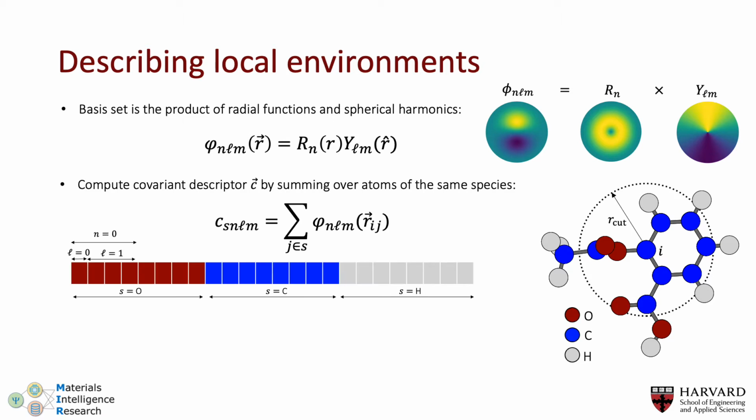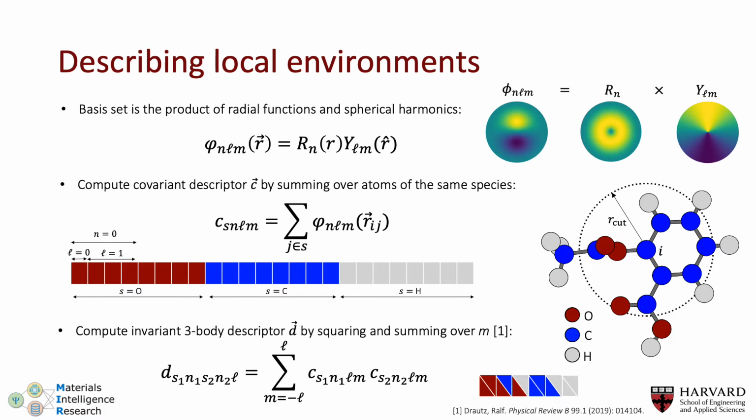The next step is to compute a covariant descriptor vector C by summing over all of the atoms in the environment of atom I. Drawing your attention to the equation, for each atom in the environment, we look at the interatomic distance vector Rij, which connects the central atom I to environment atom J, and we pass that through our basis set. We do this for each atom, and this gives us our descriptor vector, and notice that we're careful to separate out atoms of different species. This gives us a way of explicitly modeling species dependence in our trained potential.